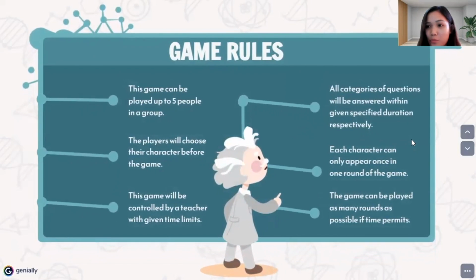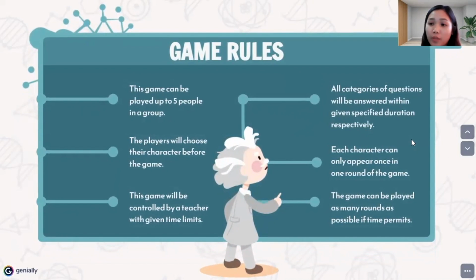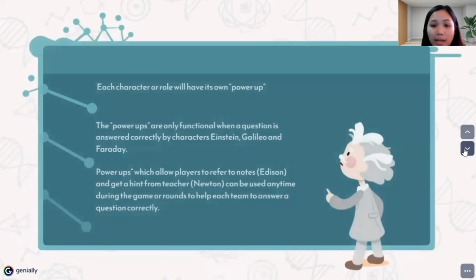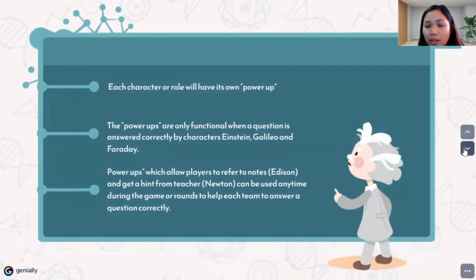For the game rules, this game can be played by up to 5 people in a group, who get to choose their role with the power-up name tags given. This is a teacher-controlled game whereby he or she gets to choose the question based on the color tile they land on. They start off on the red tile with a concept question, and based on their answers and power-up, the group representative will determine how far they advance. Each power-up can only appear once per round of the game, and the game can be played for as many rounds as time permits.